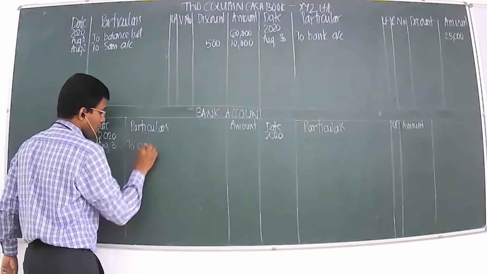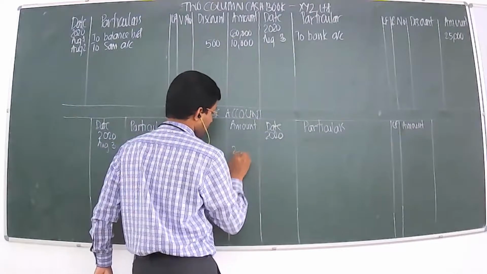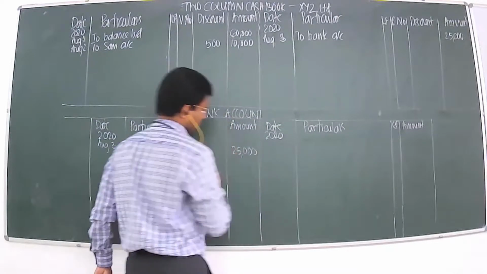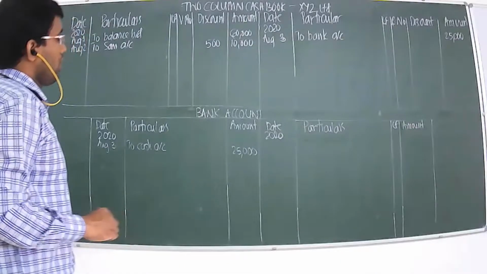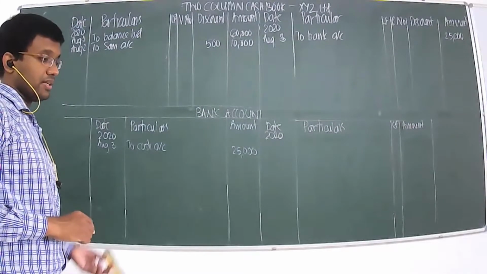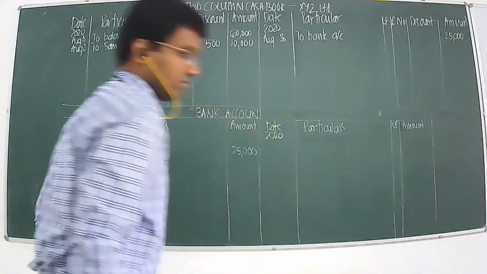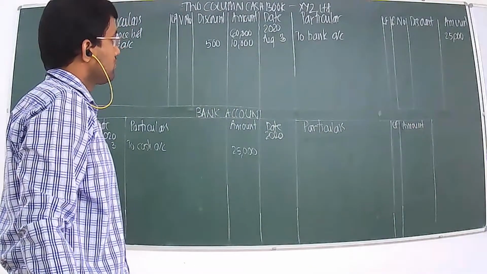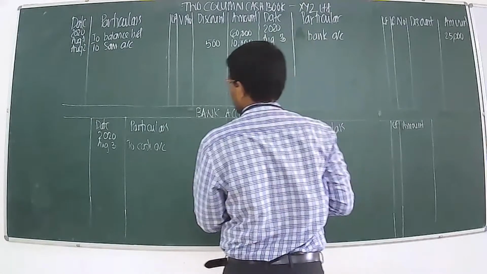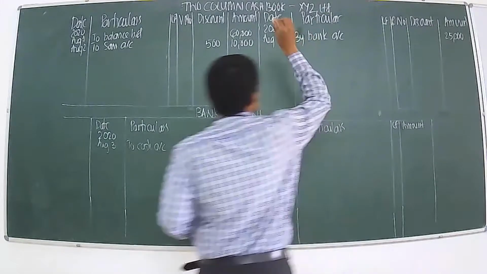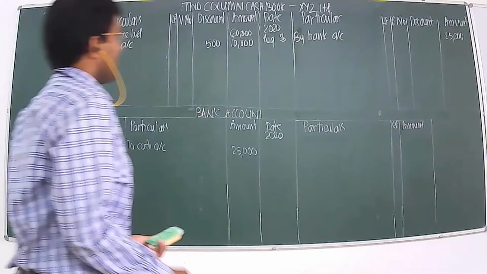So, to cash account, and the amount is 25,000. August 4th, paid. Sir, yes, sir. One student has given the message, and into the credit side, you put "by bank account" instead of "to bank account". Thank you for correcting, sir. Okay, so it has to be "by bank account" because it's on the credit side. Thank you for pointing that out.